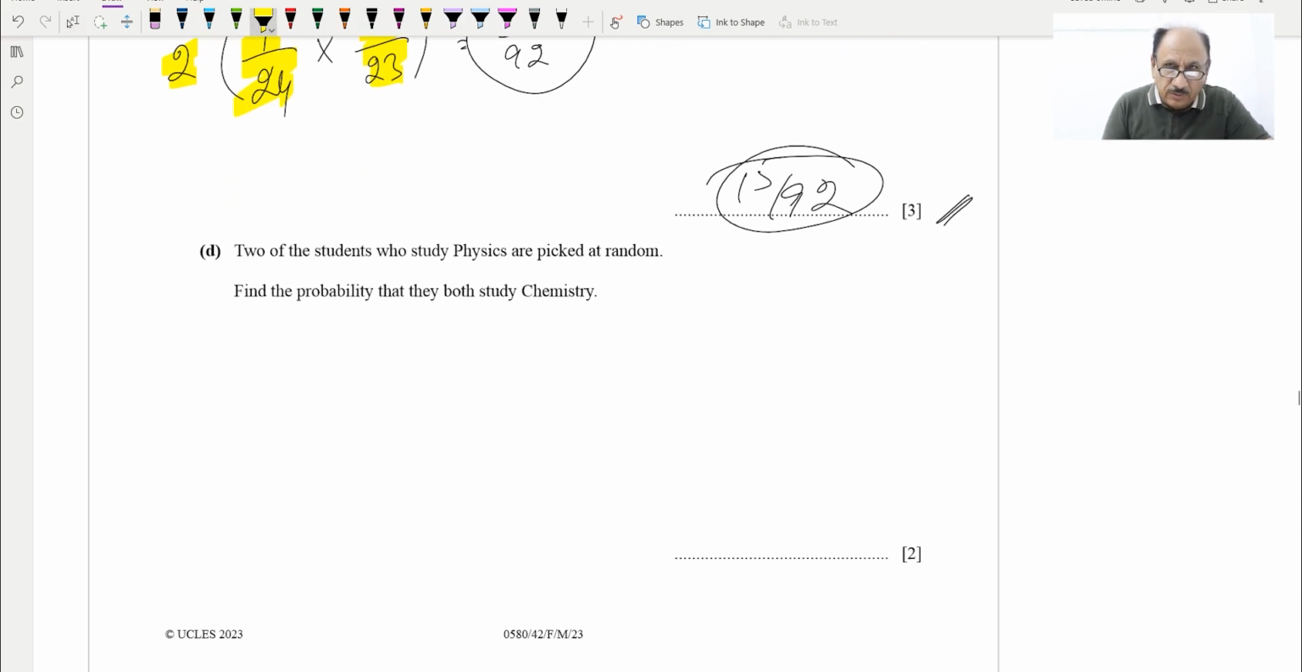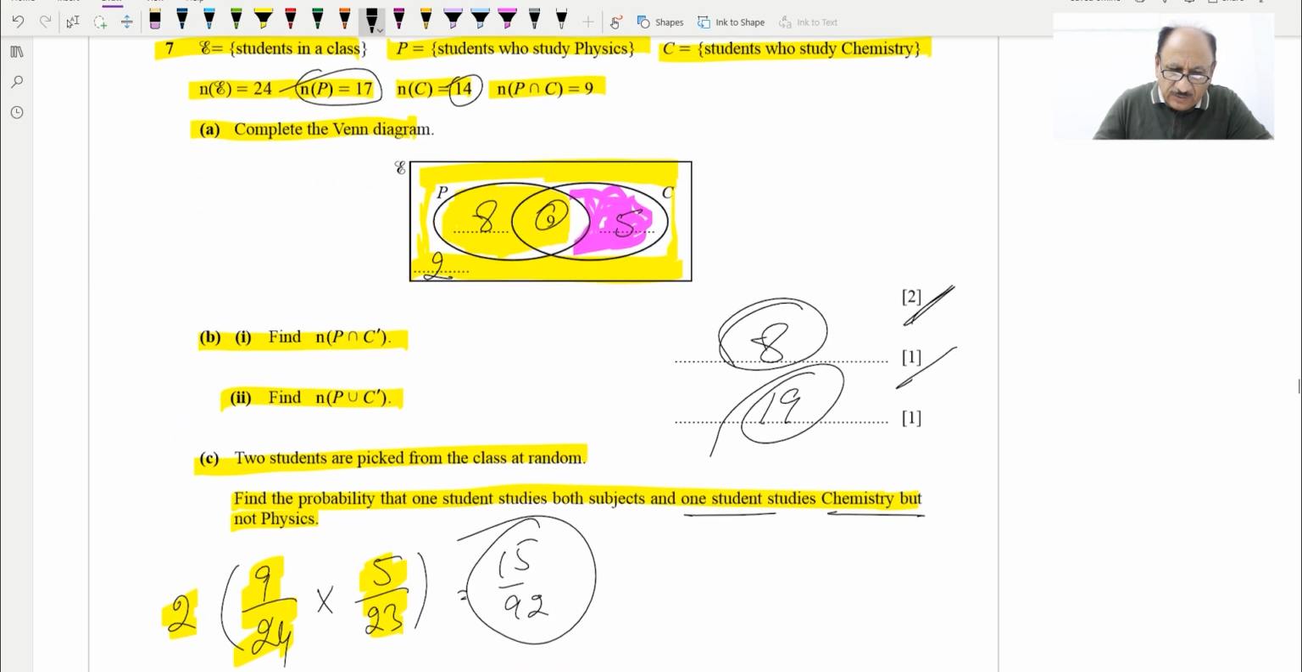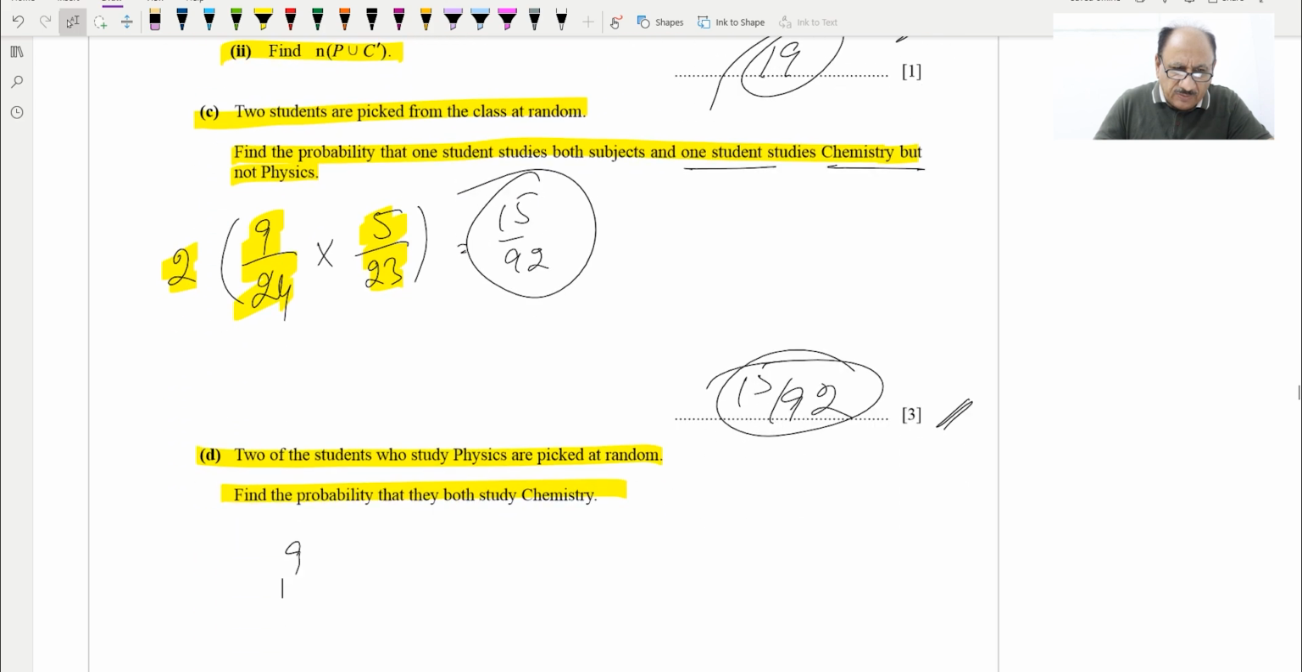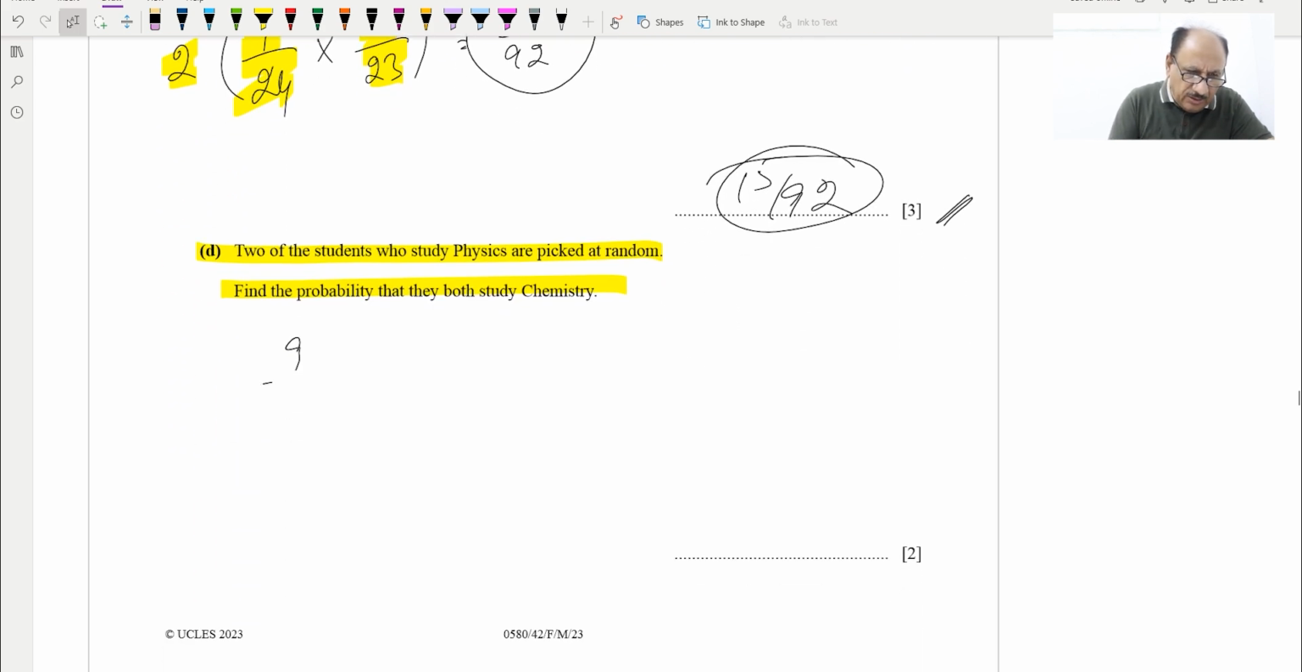Now for this D part: 2 of the students who study physics are picked at random. Find the probability that both study chemistry. So 9 out of the total, both studying physics and chemistry, is 9 out of 17, and the second one will be 8 out of 16, 1 less.